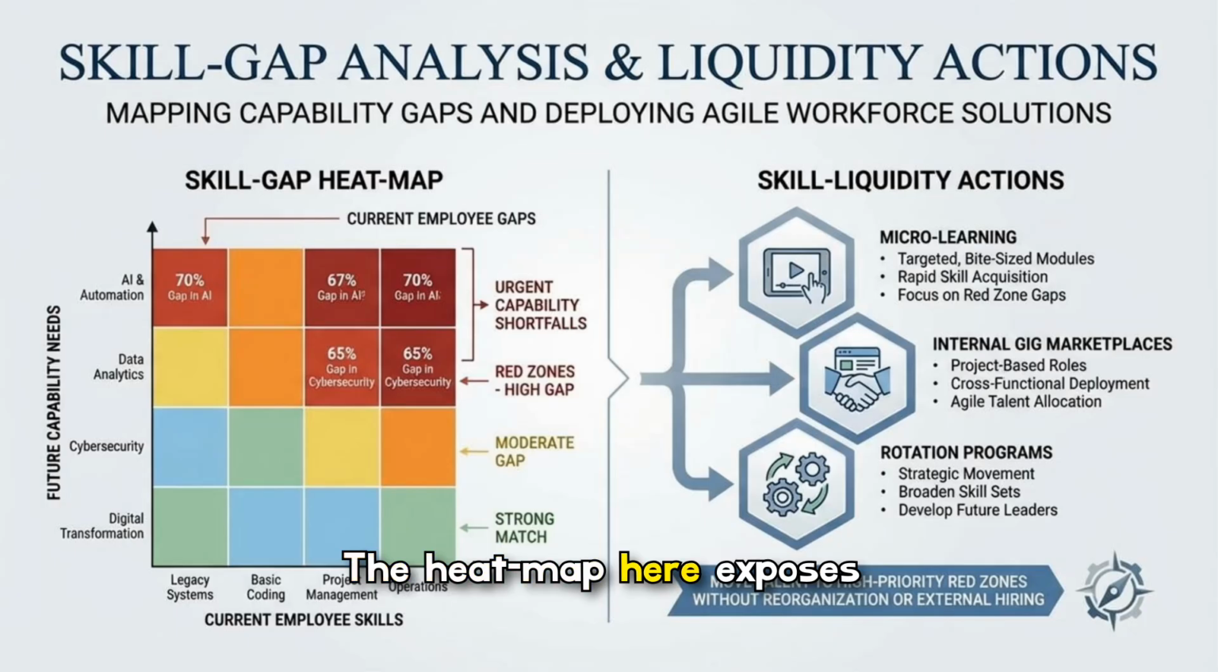The heat map here exposes capability gaps across future needs and current skills, highlighting red zones where urgent shortfalls exist. The right-hand panel shows liquidity actions, bite-sized micro-learning for rapid skill uplift, internal gig marketplaces to redeploy talent where needed, and rotation programs to broaden skills and develop leaders. These tactics enable moving people into high-priority areas without major reorganization or external hiring.